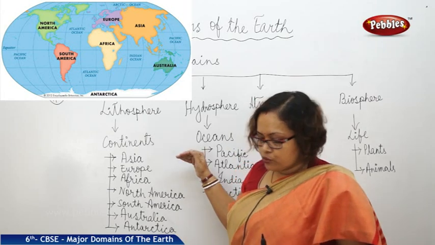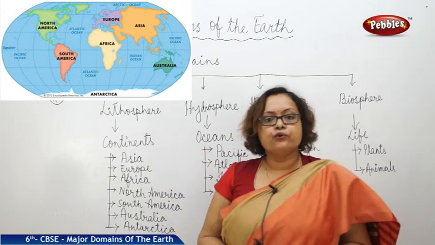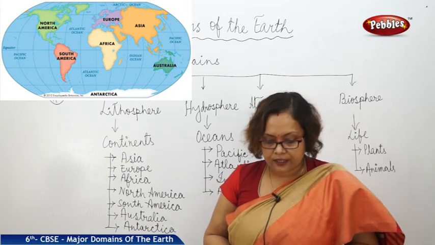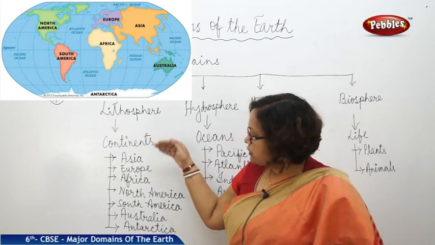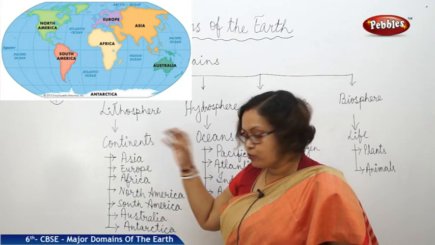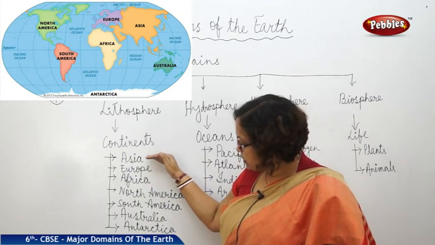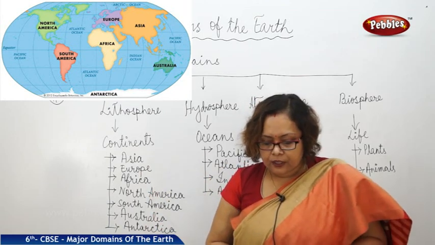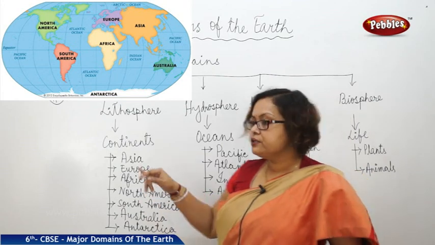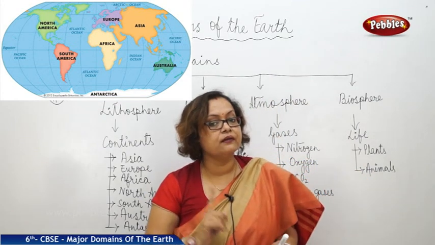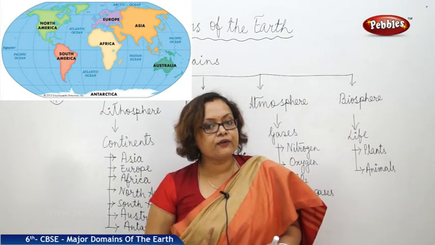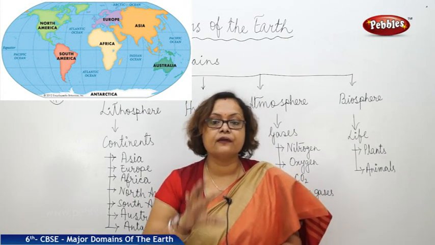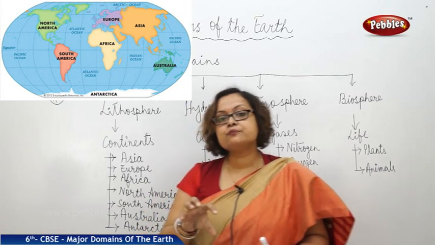Next, we are coming to Africa. We all know about Africa. It is the second largest continent. After Asia, in the order of the continents as per size, it is Africa. This is the only continent where we can find the equator, the Tropic of Cancer, as well as the Tropic of Capricorn. That is the placement of Africa.